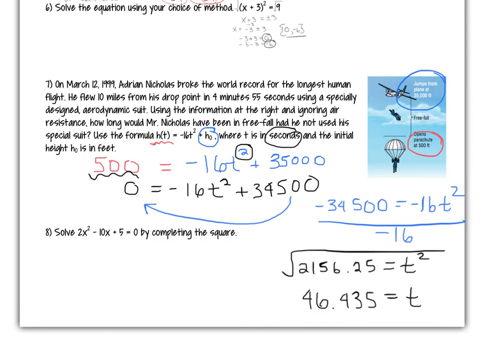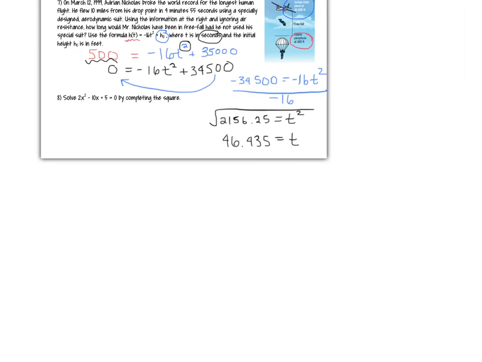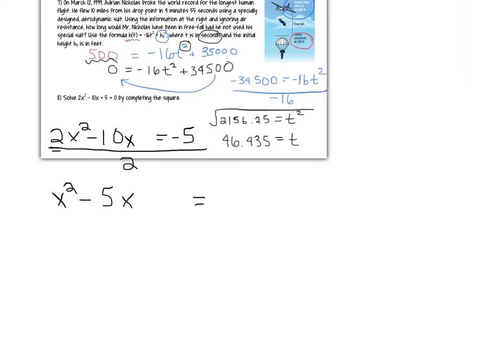All right, so now let's look at our very last problem. We're completing the square. First things first, we are going to subtract 5. So we have 2x squared minus 10x is equal to negative 5. Because we have an a value of 2, I'm going to divide everything by 2. So we have x squared minus, well, 10 divided by 2 gets me 5x. And over here we have negative 5 halves.